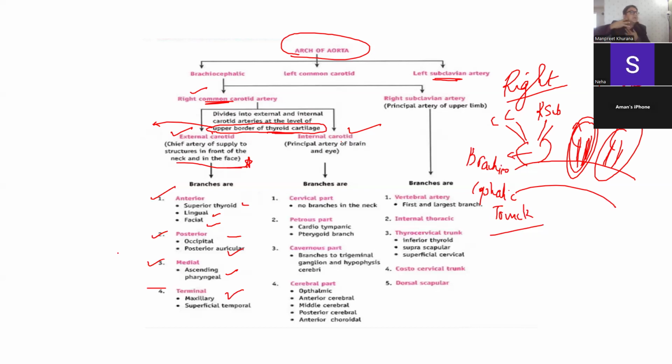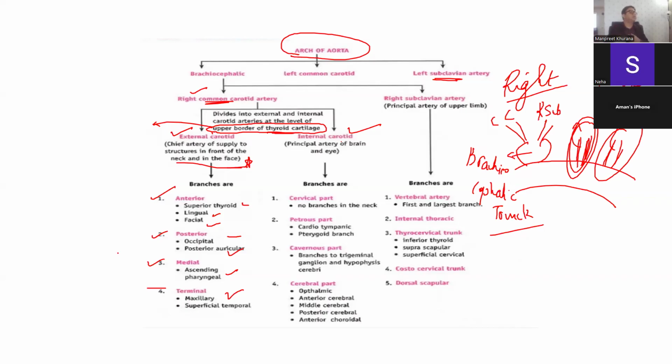Now, if you see, there are three anterior branches. The three anterior branches are superior thyroid, lingual, and facial. Facial is going obviously to the face, lingual to the tongue. So, superior thyroid, lingual, facial, the three anterior branches of the external carotid.